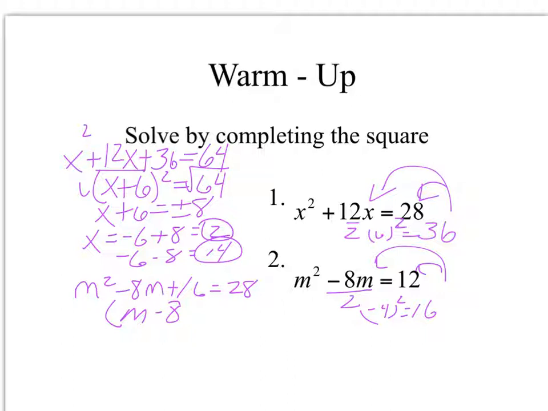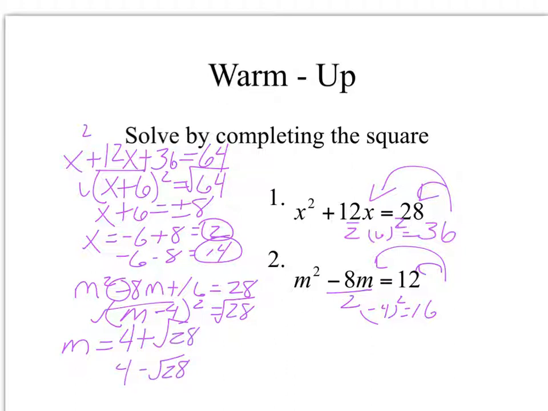4. It's going to be m minus 4, and the reason it is m minus 4 is that middle term is negative. Squared equaling 28. We're going to square root each side. So m equals, that's a negative 4. I'm going to add 4 to each side. So 4 plus the square root of 28, or 4 minus the square root of 28, and I end up with 9.3 or negative 1.3 as my two final answers for the second problem.